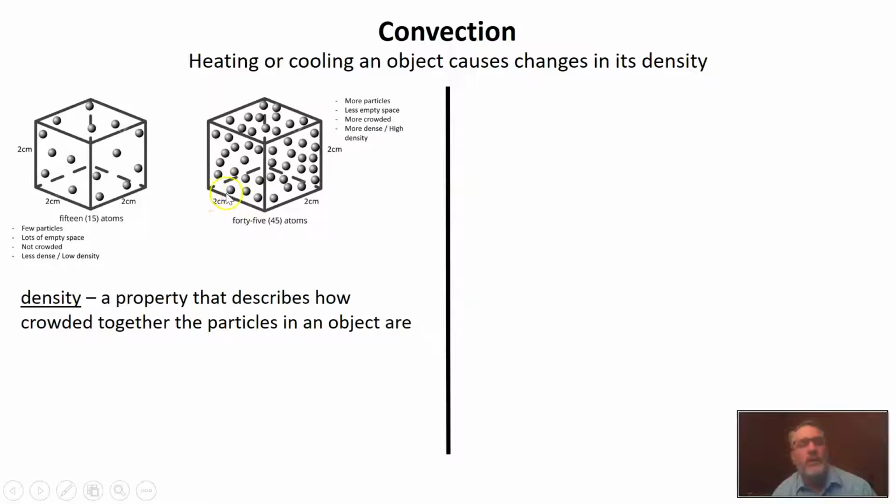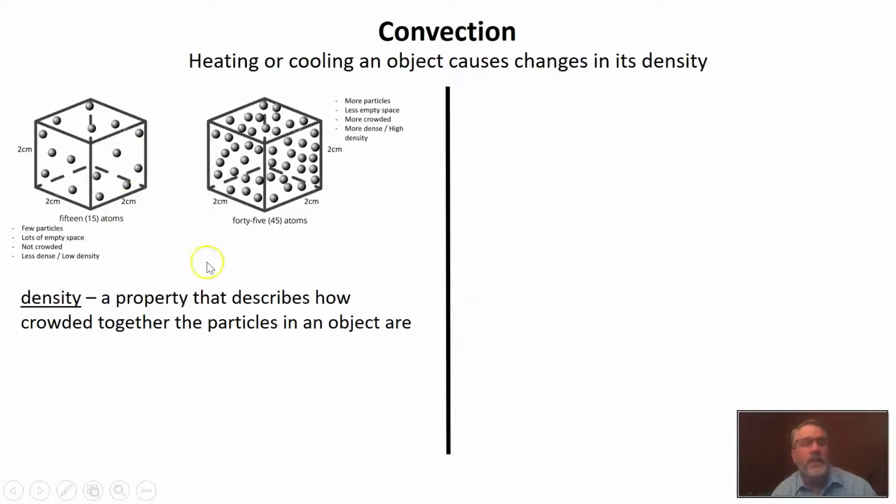Okay, now let's compare this cube to the cube right next to it. Notice that it measures 2 centimeters by 2 centimeters by 2 centimeters, but it has 3 times as many atoms. It has 45 atoms in it. Now, this cube has many more particles in it, right? 3 times more particles. And because there's more particles, that means that there is less empty space. Very clearly, this cube is way more crowded than the cube we looked at to start with. So it would be accurate to describe this cube as high density or more dense.